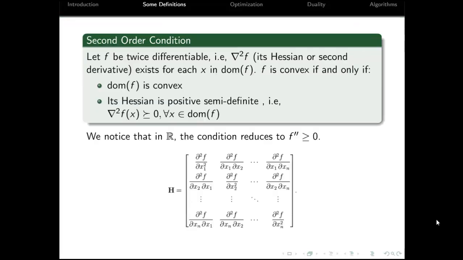Now let us look at the second order conditions for convexity. Let f be a twice differentiable function. f will be convex if and only if the domain of f is convex and its Hessian is positive semi-definite. So if you look at the second example of e power x, the second derivative is always positive, hence it can be proved that it is a convex function.